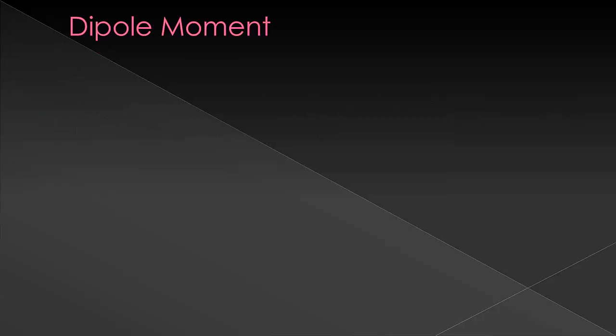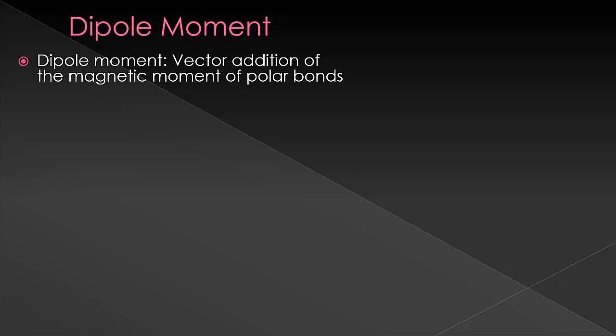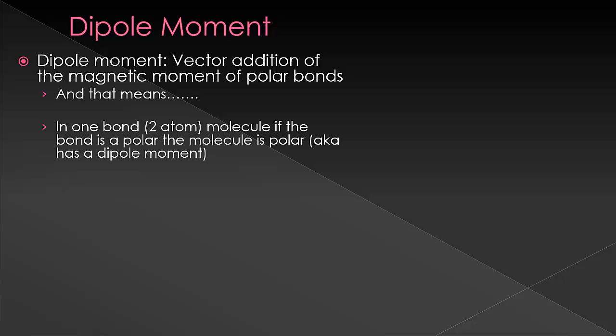So first, let's talk about what a dipole moment is. A dipole moment is technically a vector addition of the bond moments of polar bonds. So what does that really mean?